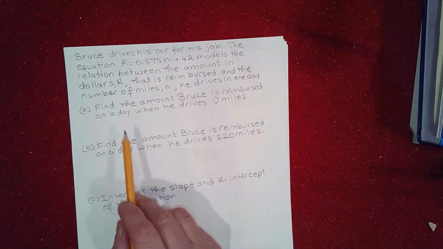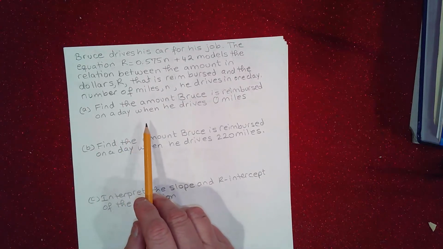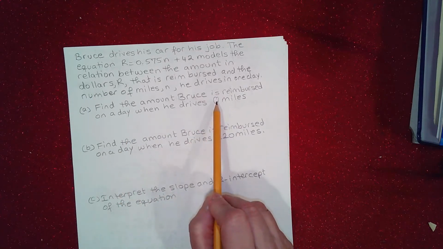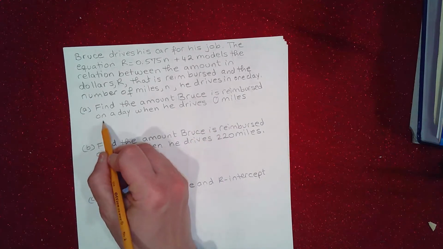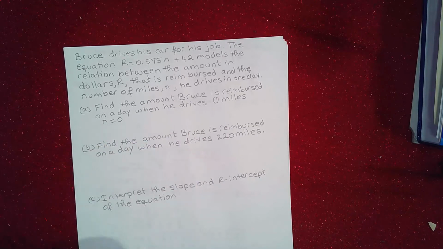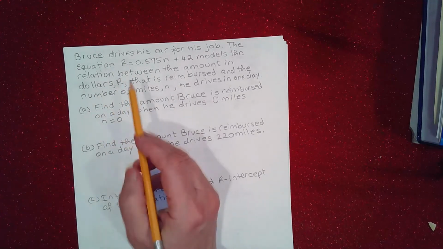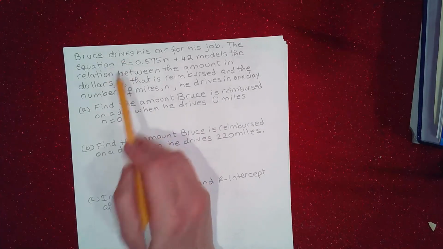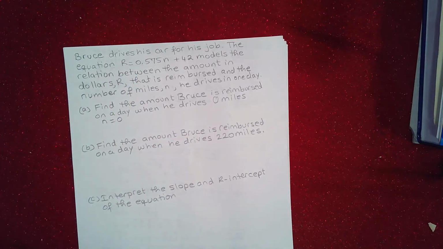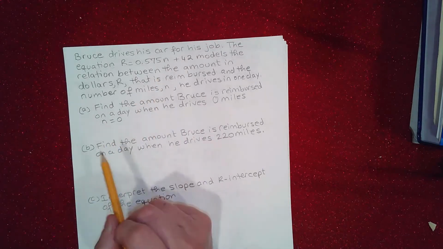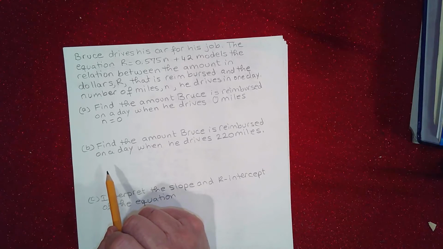So what does that mean when Bruce drives 0 miles? That means n must be equal to 0, because remember, n is the number of miles. So when n is 0, how much would he be reimbursed? Well, R gives me the amount that Bruce is reimbursed, so I need to plug in 0 for n and find out how much he'll be reimbursed.